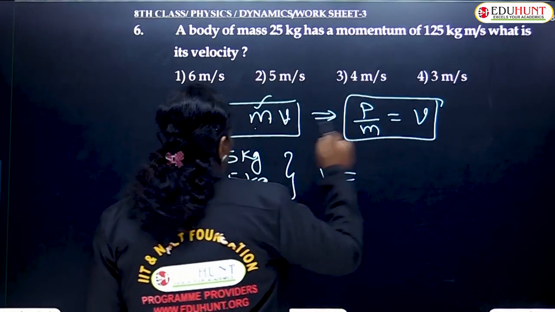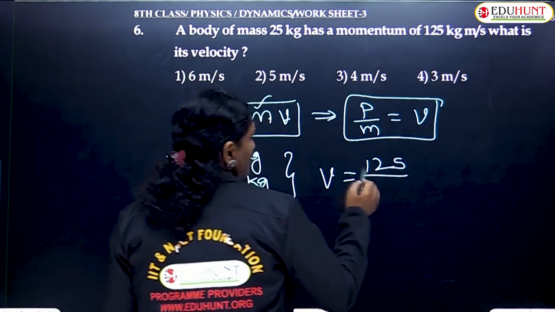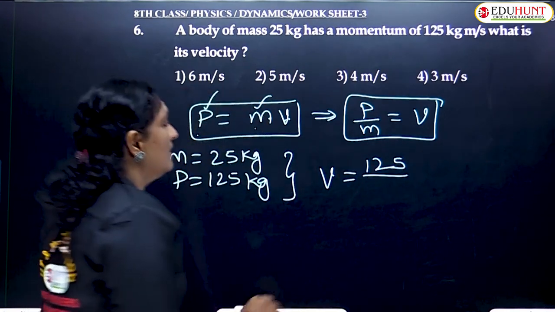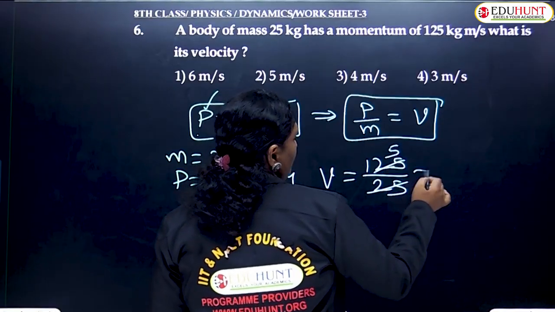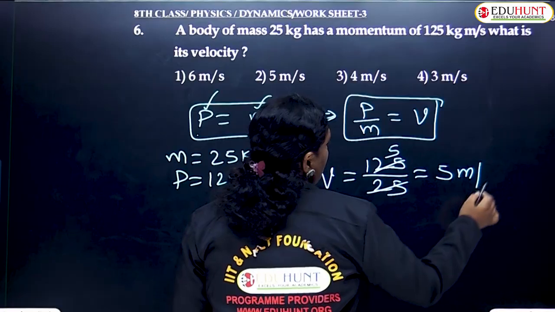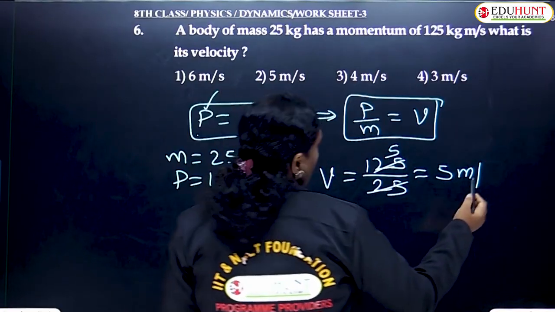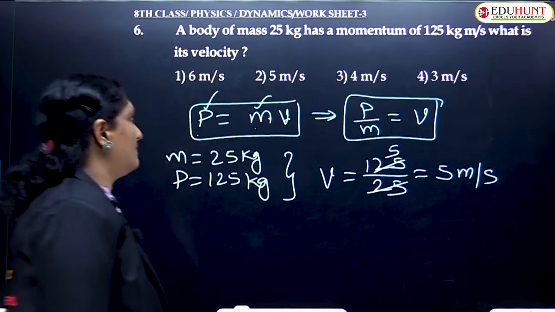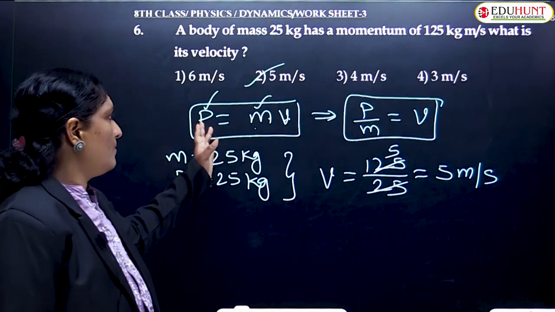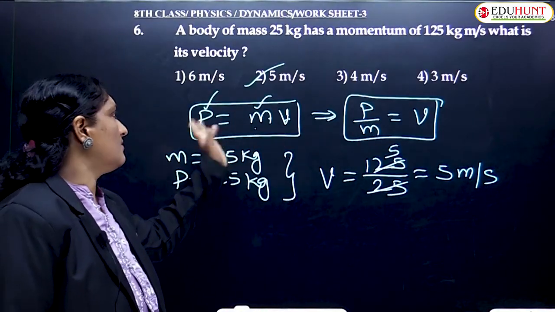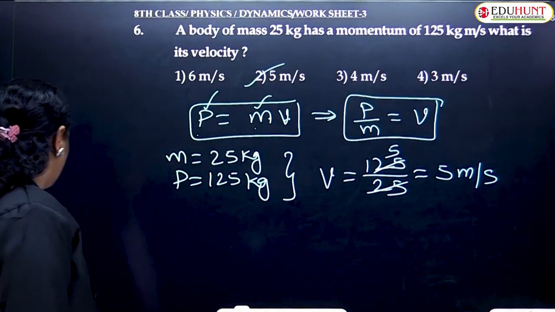Velocity is nothing but momentum by mass. What is the momentum value? P equals 125 kg meter per second, upon how much mass was given, children? 25 kg. Okay, so 25 5s are 125. Hence the velocity of the body, how much is that? 5 meter per second. So the answer is the second option. Momentum equals mass into velocity, velocity equals momentum by mass. Momentum 125, mass 25. So 5 meter per second.